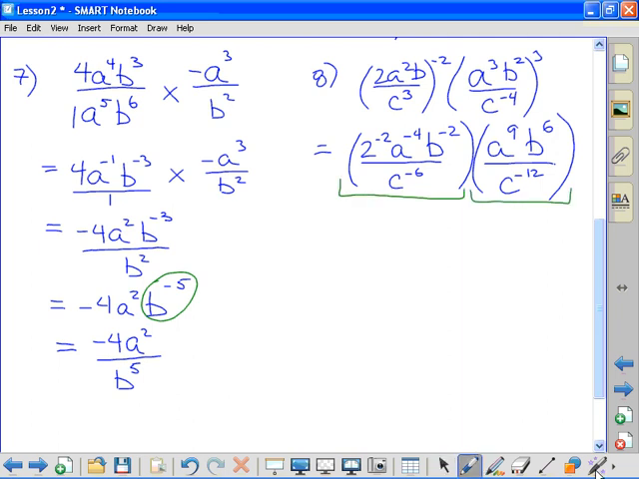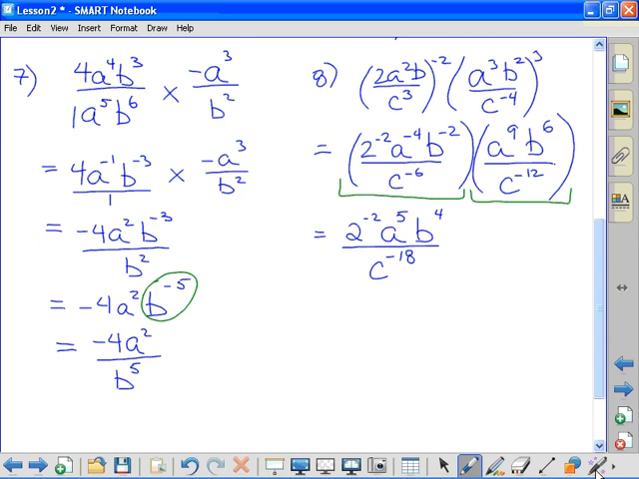So I'm going to multiply the numerators together. The 2 doesn't have a partner, so it just remains the same. A to the negative 4th times a to the 9th. We're using our rules for multiplication, so we're adding the exponents. Similarly with the b, negative 2 plus 6 would be 4. The denominator, we need to add the exponents, so negative 6 plus negative 12 is negative 18.